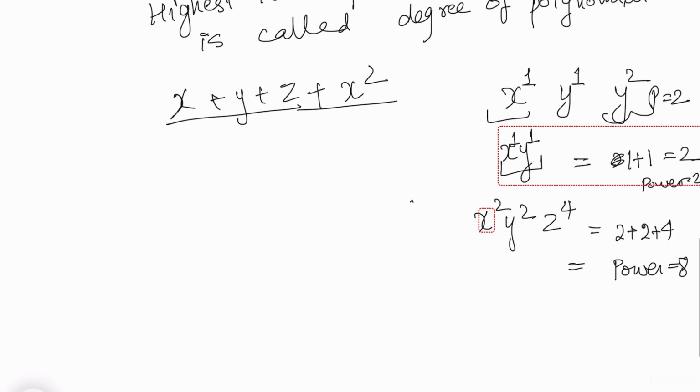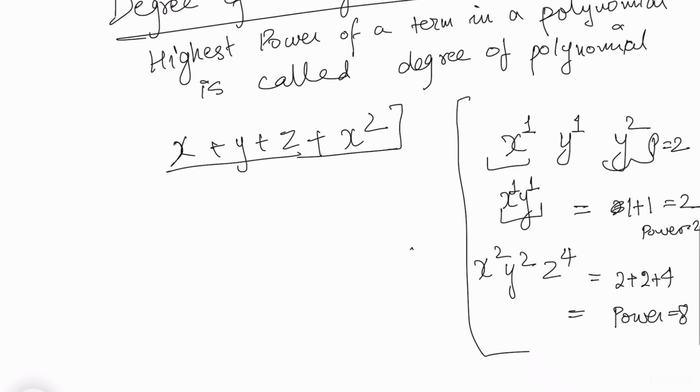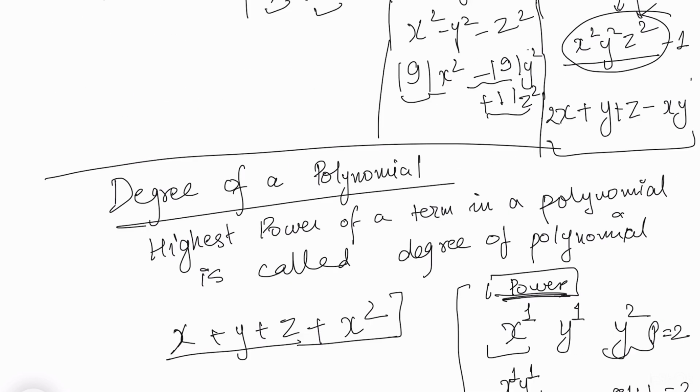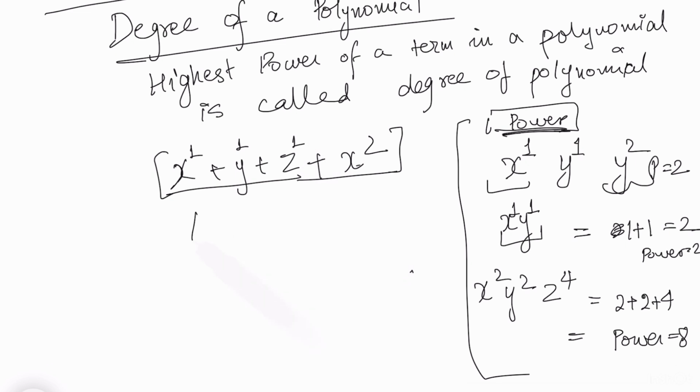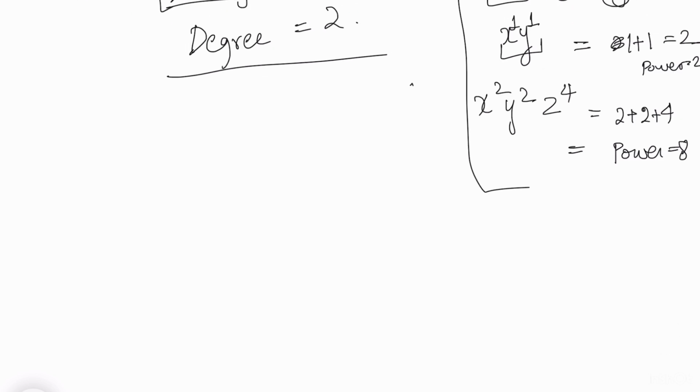Now this is an expression. That was about power, which has to do with single terms. Here we are talking about the degree of a polynomial. You can see various terms in a polynomial, and the degree is the highest power of a term. Its power is 1, its power is 1, its power is 1, but this one is 2. Degree is the highest power, so 2 is greater than 1, and therefore the degree is 2.